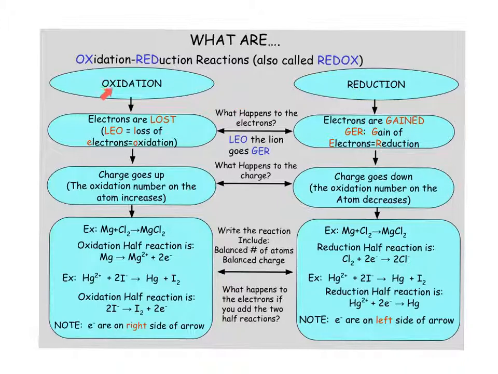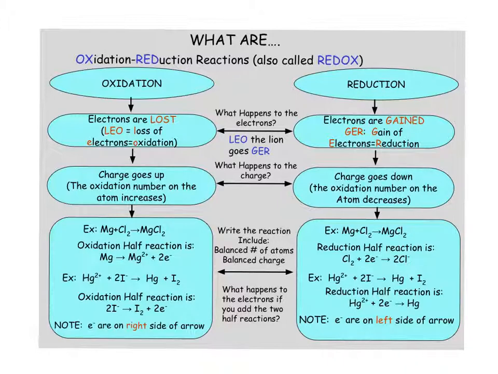Reduction and oxidation. The definition of oxidation is that electrons are lost, and we have LEO to stand for loss of electrons means oxidized, or lose electrons, oxidized. And then electrons are gained for the reduction, and we have GER: gain of electrons is reduction. So LEO and GER are very important for you to remember, and you can see my little lion here in the front of the room.